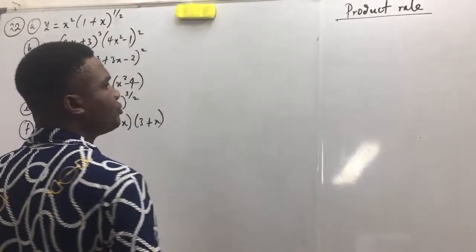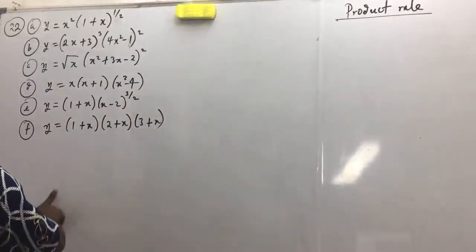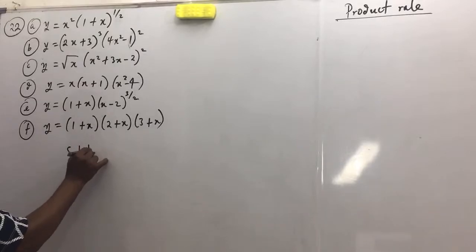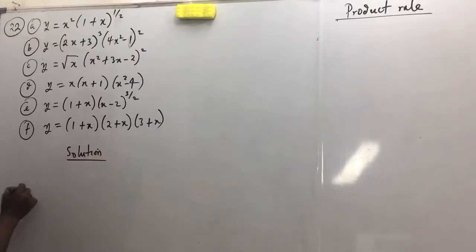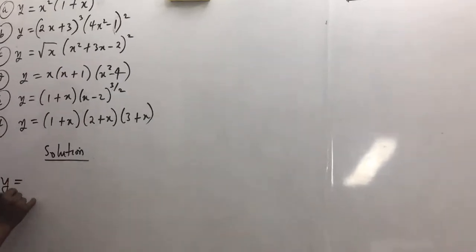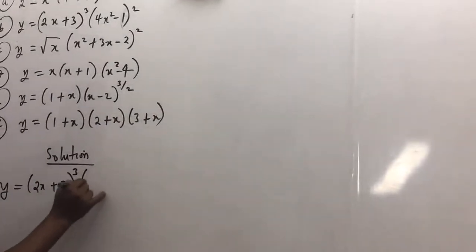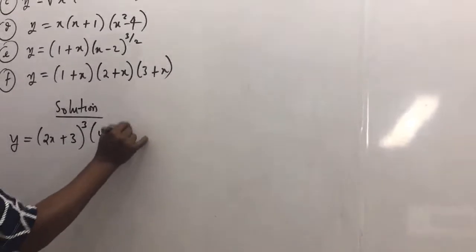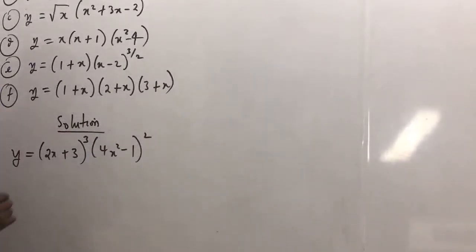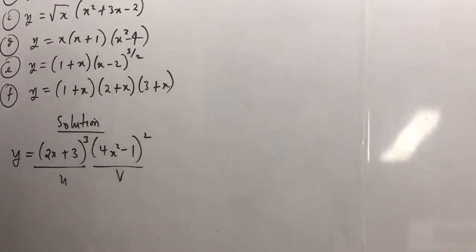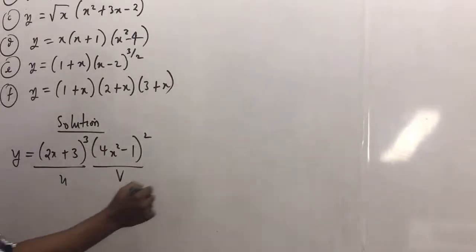Okay, so now for problem B, we have another function. Now that we know we should be using product rule, let's start with this. I have this function 4x squared minus 1 all squared. Now I'm going to call this u, I'm going to call this v. Okay, now I'm going to use product rule.